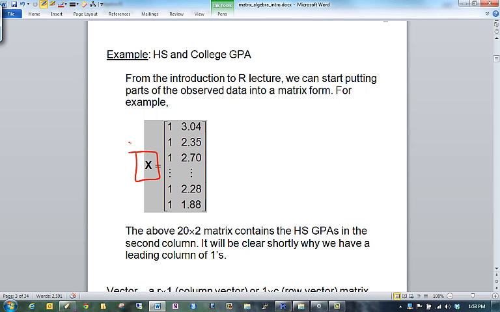Often people will verbally call this a design matrix in other settings. And what I have here is all the high school GPAs are shown in column 2. And then we also have a column of 1s as, let's say, the first column in that matrix X. If you don't know why I have a column of 1s there, don't worry about it. You'll see why that occurs shortly. But what we have here is a 20 by 2 matrix. So 20 rows because we have 20 observations in our data set, where the first observation had a 3.04 high school GPA, the 20th observation had a 1.88 high school GPA.